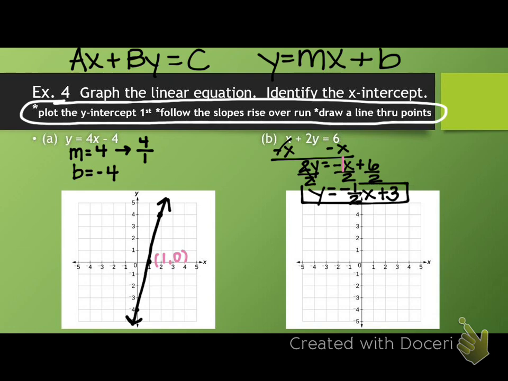Now let's identify the m and the b. What is my slope this time? -1/2. And what is my b? 3. Very good. All right, Dalton, what do I do first if I want to graph this line?